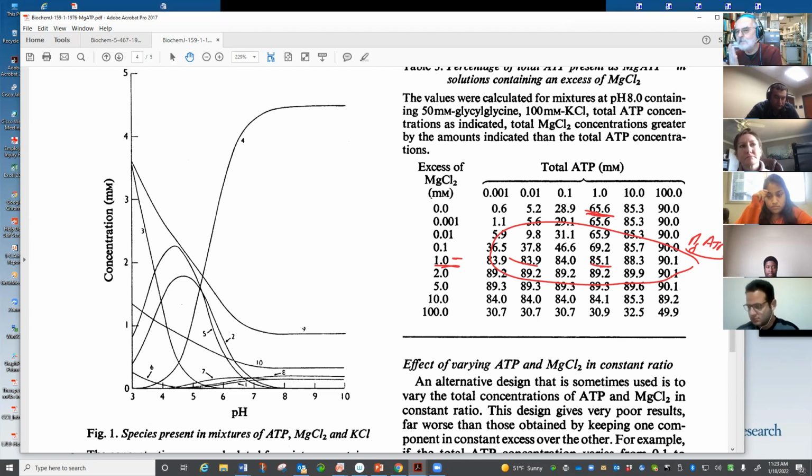You want to make sure that the buffer and the reagents that you're using are not the limiting reason that your enzyme is not completely active. Notice it's never 100%, right? So you're never going to have 100% activity.